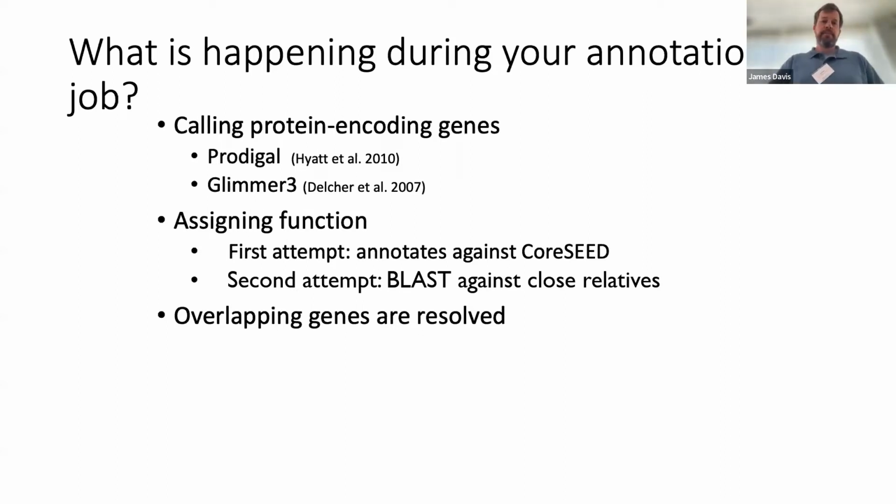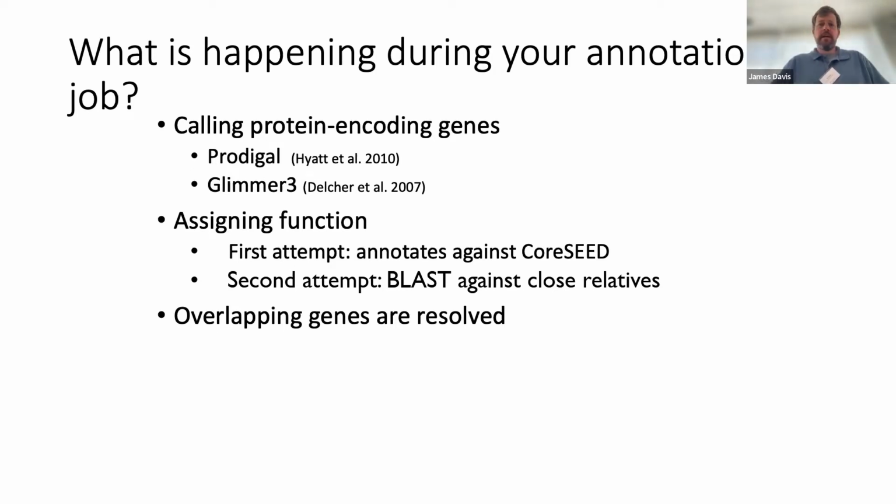So the first attempt it makes is to blast against a database called the core SEED. That's where all of our active curation is happening right now. The proteins that are annotated against the core SEED are usually very highly accurate and consistent. Then the second attempt is that it will blast against close relatives. So if there happens to be a function that we got through GenBank or some other means, it will inherit that from its close relatives.